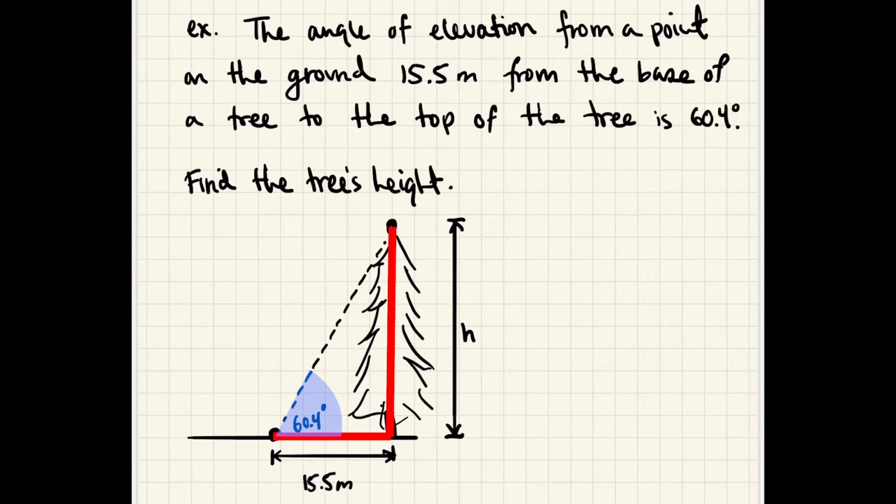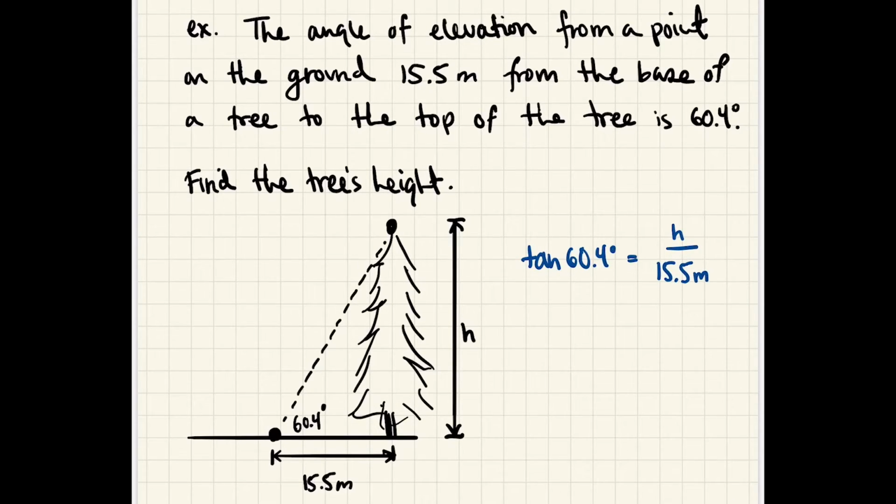So we only need one of either sine, cosine, or tangent to answer this question. And you can probably see, using SOHCAHTOA, that tangent is the function we need because it will relate the opposite to the adjacent, and those are the sides that we're talking about. So we know that tangent of 60.4 degrees is equal to the opposite side, which is h, divided by 15.5 meters.